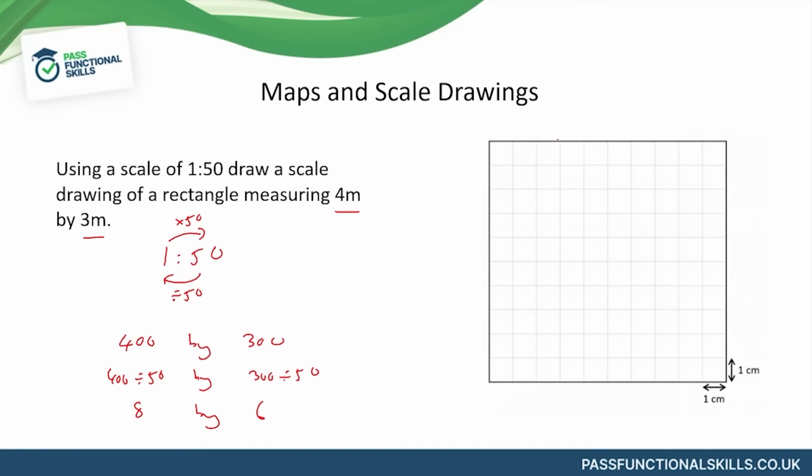So 1, 2, 3, 4, 5, 6, 7, 8. Sorry, I should have mentioned, of course, we know that each square is a centimetre square. So that is 8 across and then 6 down. 1, 2, 3, 4, 5, 6. So there we go. Obviously it'd be better if you could use a ruler, but there we have it. There is a 1 to 50 scale drawing of a rectangle measuring 4 metres by 3 metres.